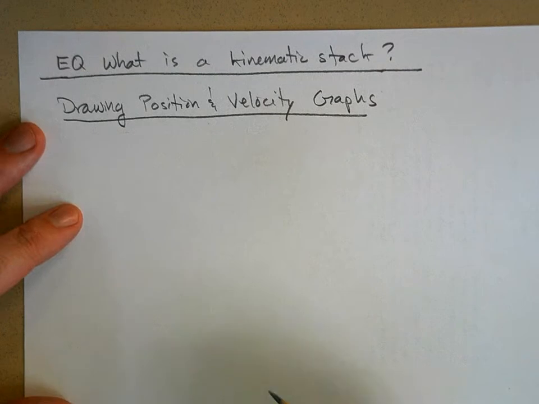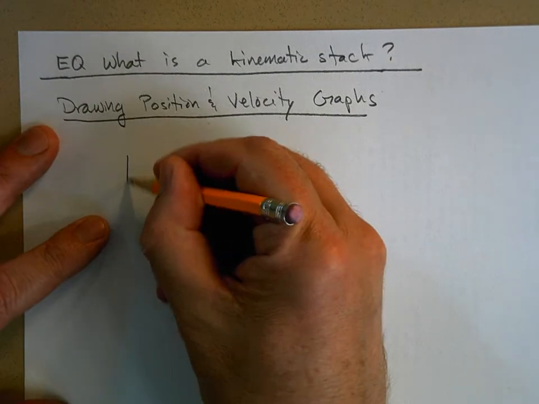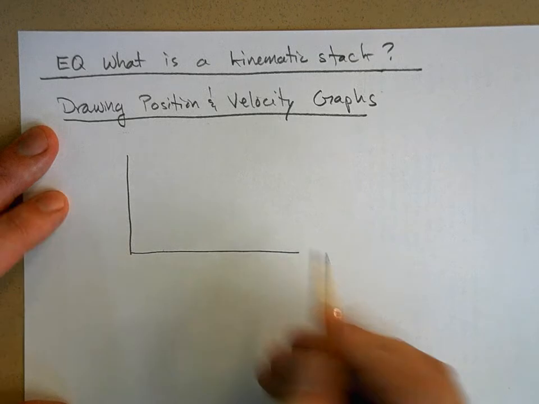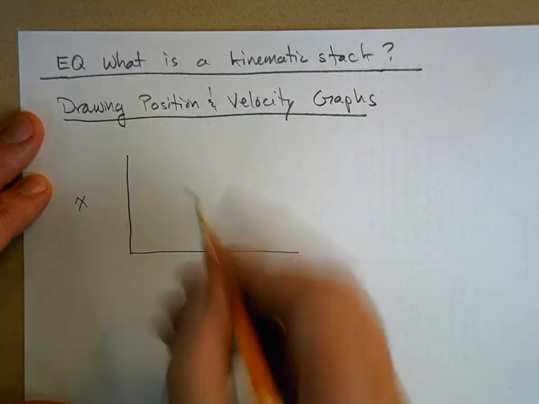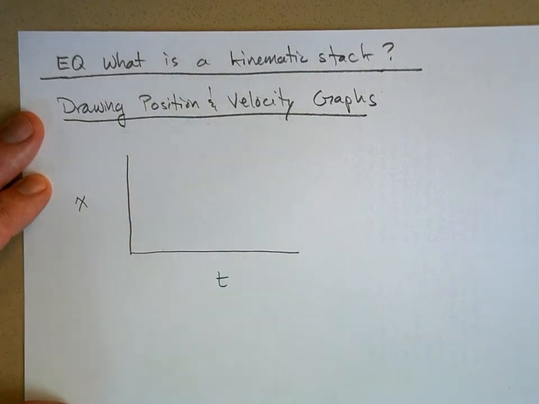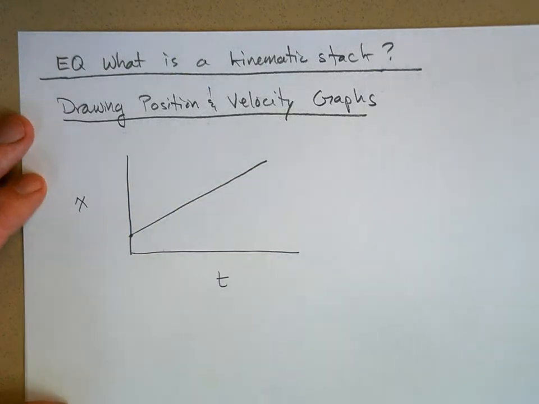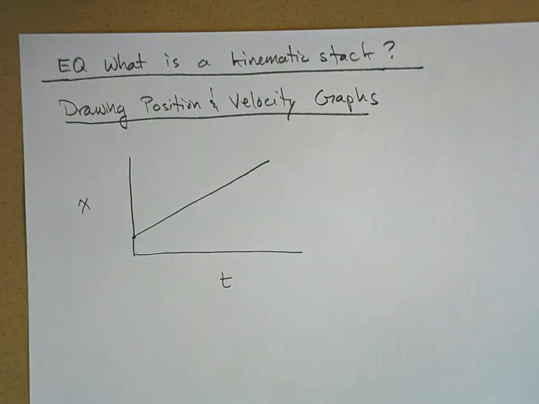Let's draw a position versus time graph. This is position, and this is time. And that's it. That's all I'm going to draw. Okay, look at this and tell me what's missing. What have I not drawn on here? What have I not put?